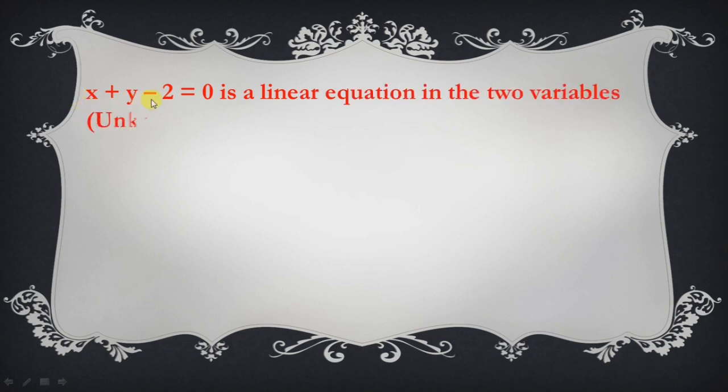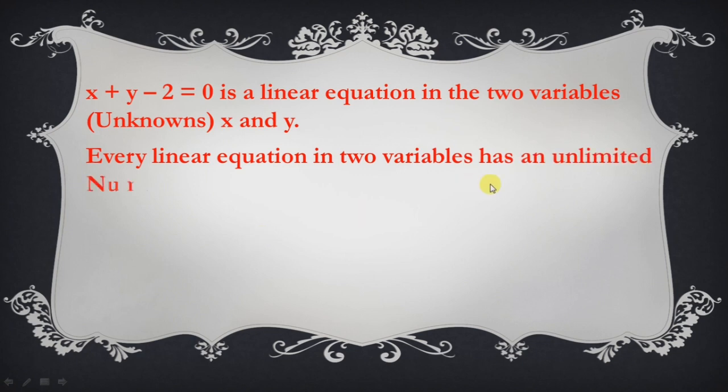Let us consider an equation x plus y minus 2 is equal to 0. This type of equation is known as a linear equation in two variables. Variables mean unknowns, that is x and y. So in this type of linear equation, we will get unlimited numbers of solutions. If there is a linear equation of two variables, we can get unlimited solutions.